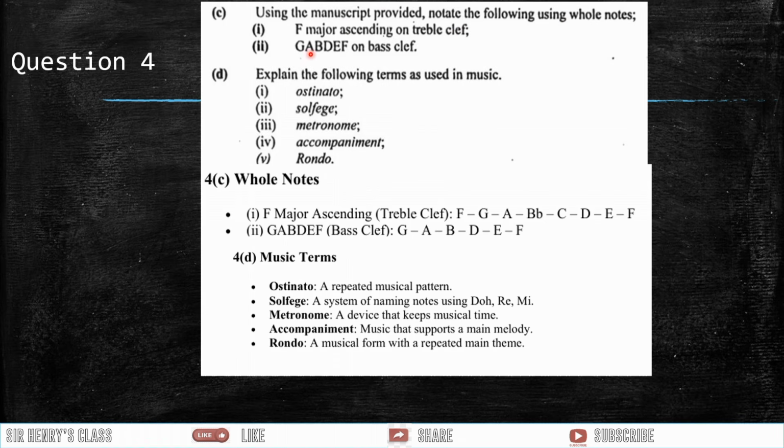F major ascending on treble clef, G A B D E F on bass clef. Explain the following terms as used in music. So we have the ostinato, the solfege, metronome, accompaniment, and rondo. So the answers are below here.